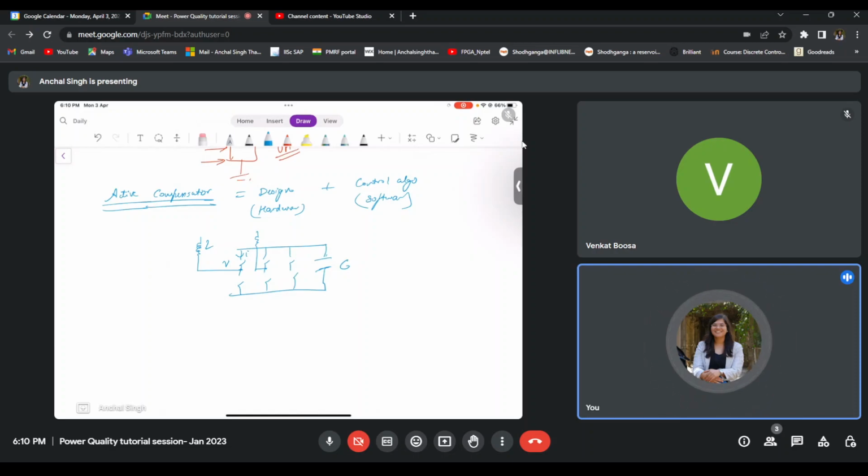All these things come in the category of design or the hardware. After designing the hardware, we need to give signals to the switches. Switches are power electronic switches. These are dynamic switches which operate when certain electrical signals are given to them.